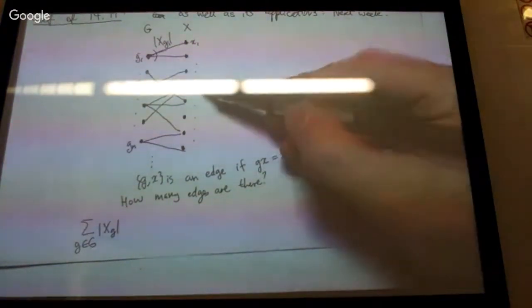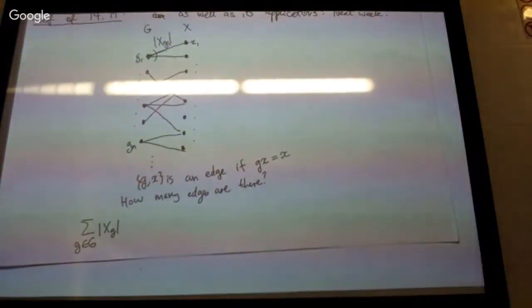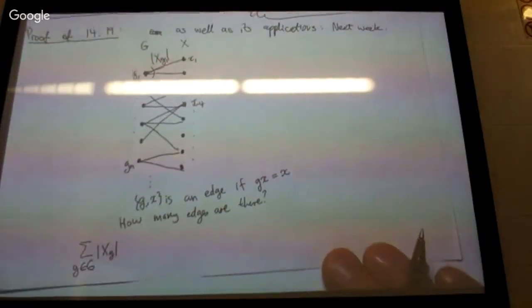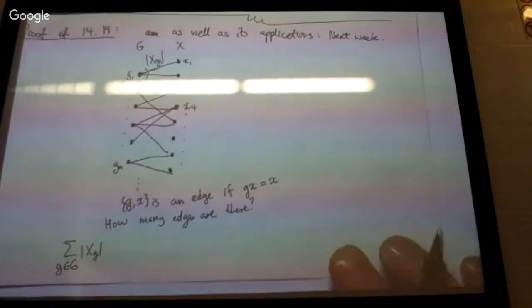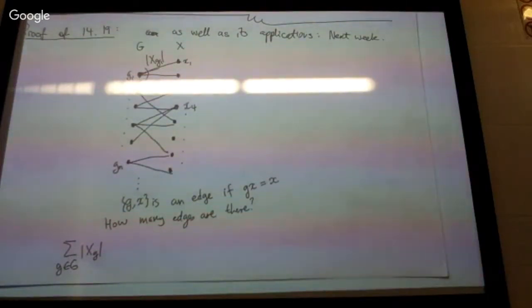But how many edges are coming out of x4? 3. But why? So what is it called, the set of all elements in G that don't move x anywhere?